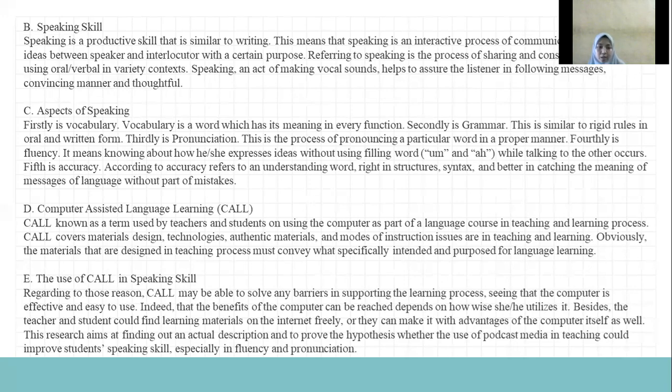And E, the use of CALL in speaking skill. Regarding this reason, CALL may be able to solve problems and vary in supporting the learning process, saying the computer is effective and easy to use. Indeed, the benefits of the computer can be reached depending on how we see or hear. And besides, the teacher and student could find learning material on the internet for free.